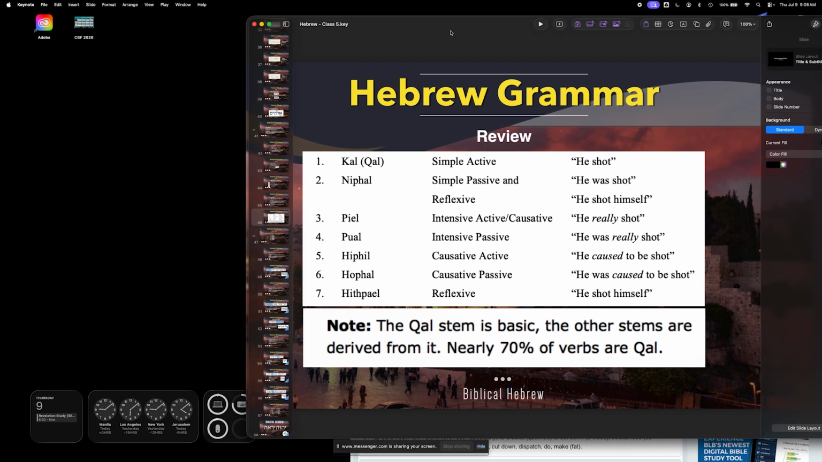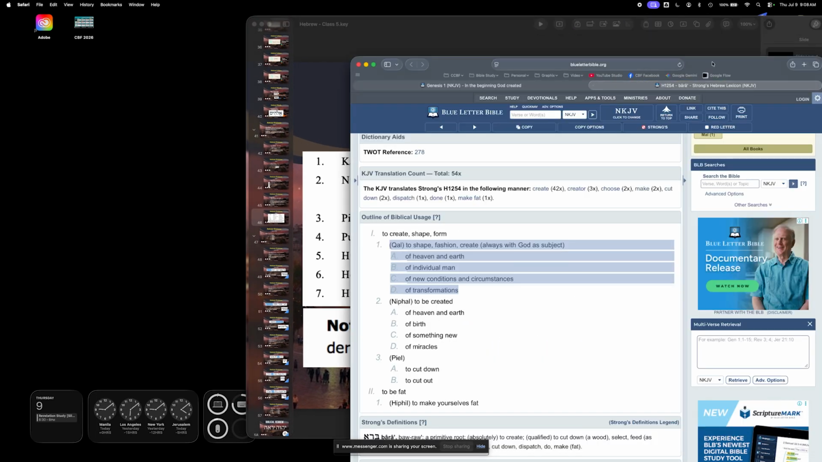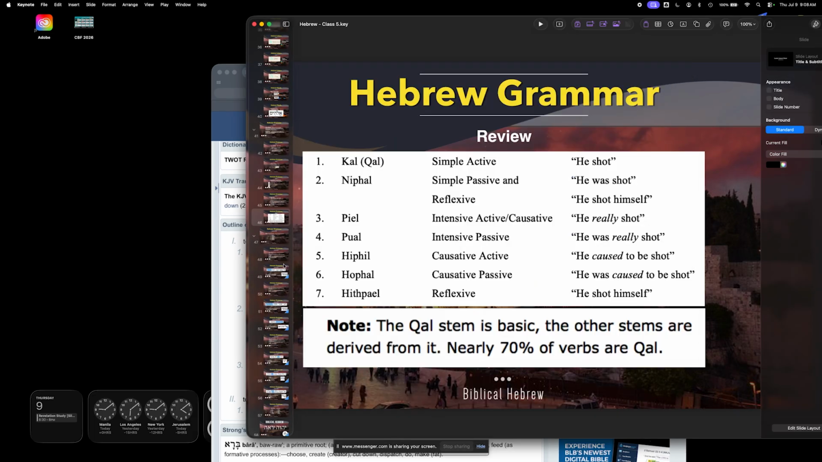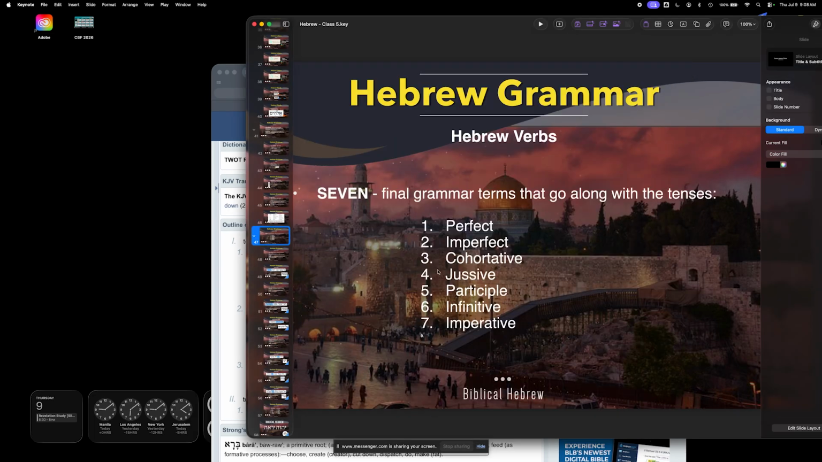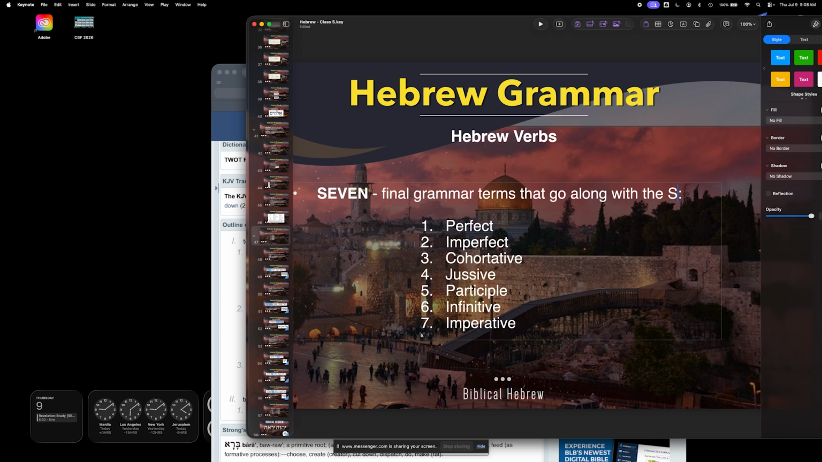All right. That being said, let's get into your grammatic terms that go along with your stems. They complement your stems. Now, they are the perfect, imperfect, cohortative, jussive, participle, infinitive, and imperative. Throw them out there all at once, and then we're going to start going through them one by one.